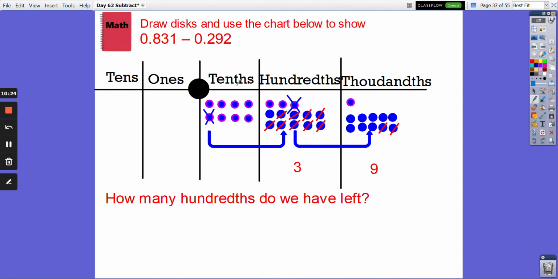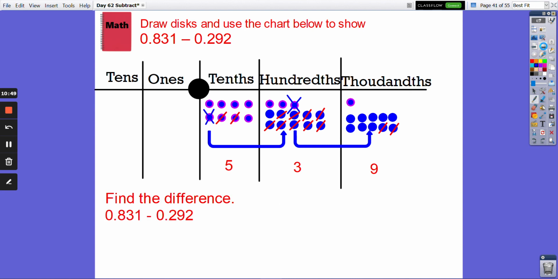Okay, lastly, now we only have 7 tenths, and we're going to subtract the 2 tenths because we had regrouped, and 7 minus 2, cross those off, gives me 5 tenths. So 831 thousandths minus 292 thousandths gives me 539 thousandths. Go ahead and copy this into your notes.